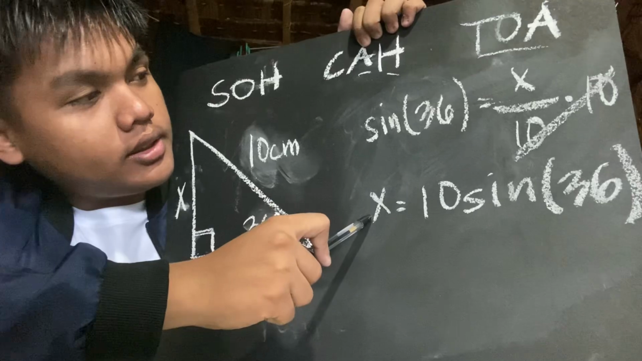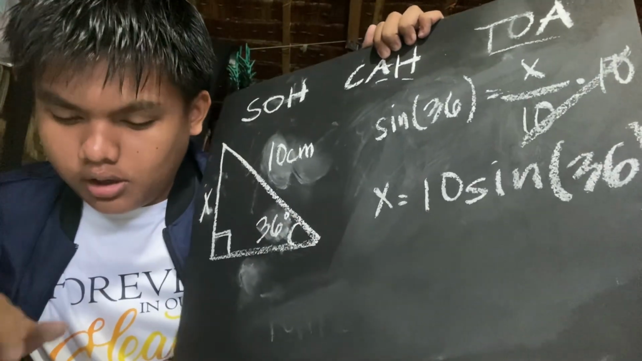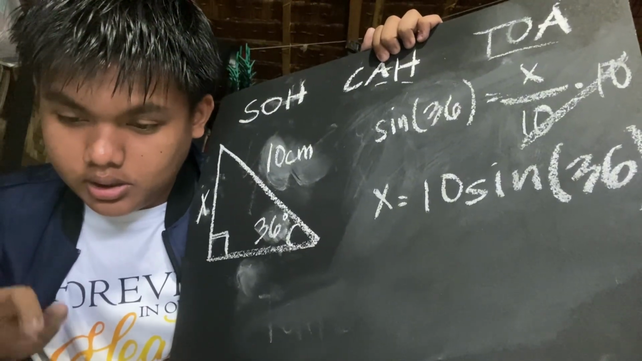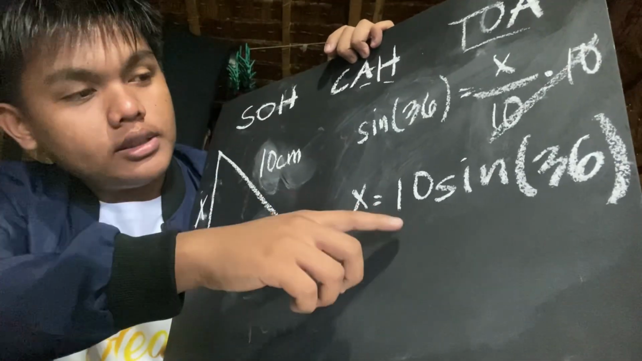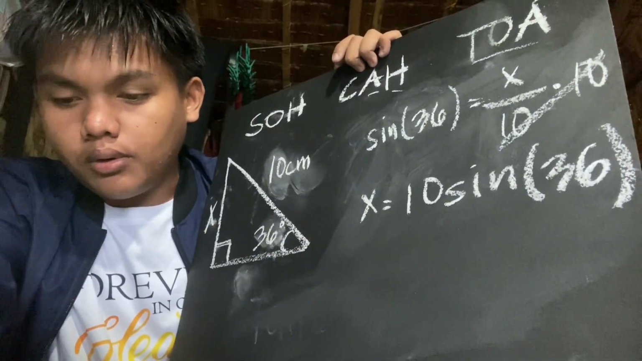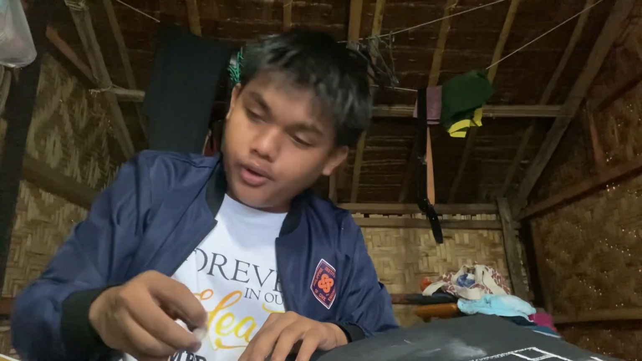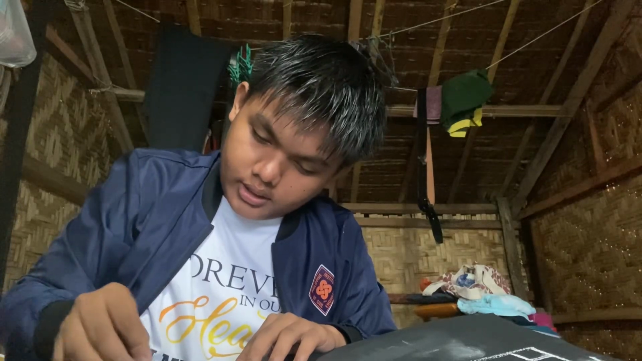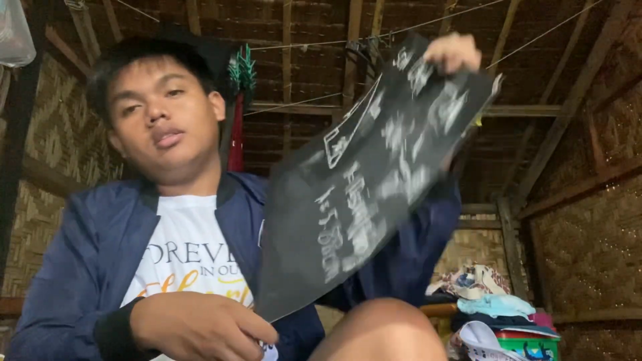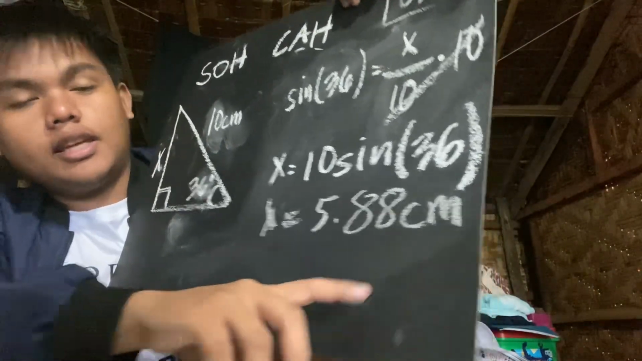Here, x equals 10 sine 36. So if you put this in your calculator, 10 sine 36, we have x equals 5.88 centimeters. Don't forget the unit. So x equals 5.88 centimeters.